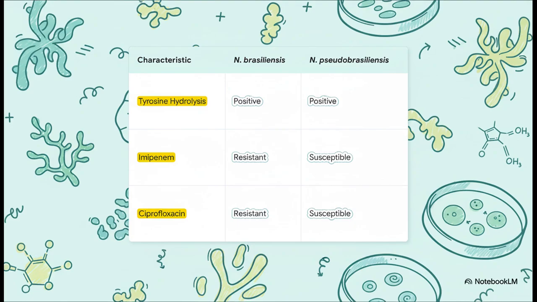By combining some simple biochemical tests with known intrinsic resistance patterns, we could differentiate the species. For example, say you have an isolate that hydrolyzes tyrosine. Well, that narrows it down, but it could still be brasiliensis or pseudobrasiliensis. But then you look at susceptibility. Nocardia brasiliensis is typically resistant to imipenem and ciprofloxacin, while pseudobrasiliensis is susceptible. Boom! That's a critical distinction that directly impacts treatment choices.